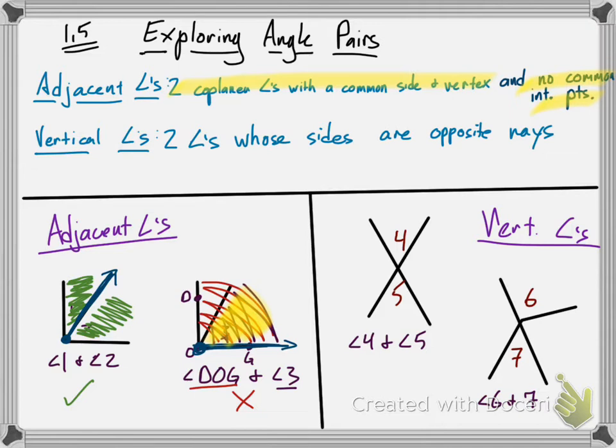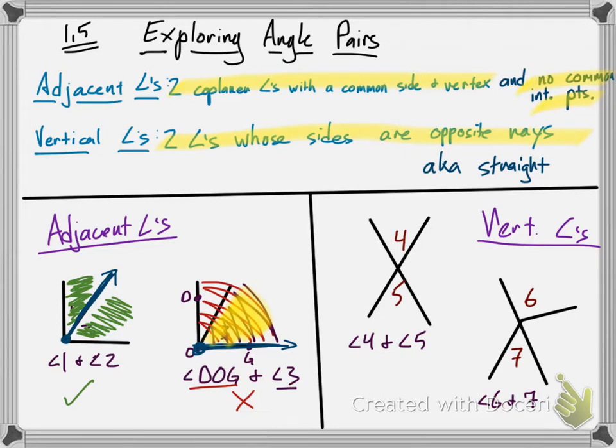Next, we have some vertical angles that we're going to be looking at. Vertical angles are two angles whose sides are opposite rays. And here I want you to think of straight lines. Okay, we're thinking straight lines here.